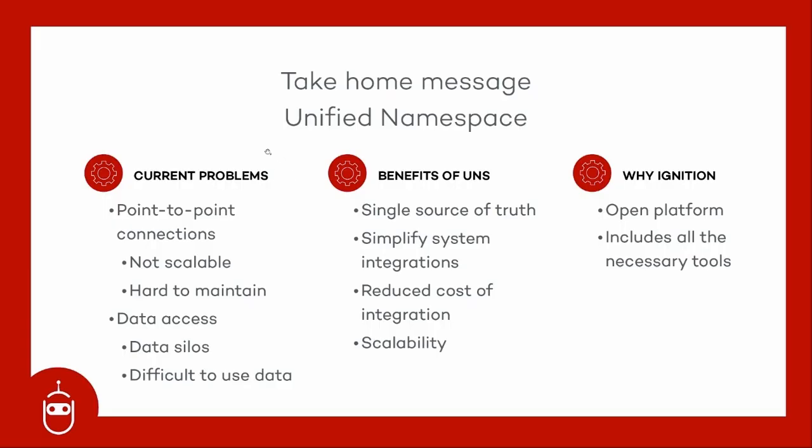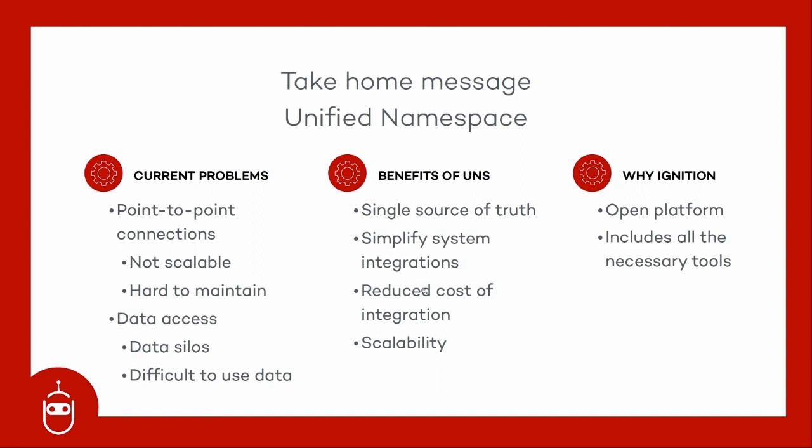In the beginning, we talked about the current problems we have, these point-to-point connections. It's not scalable because of all these extra explicit connections. It's hard to maintain because we need to have these highly specialized protocols, and a lot of work needs to be done for each of the signals that goes through the automation stack. Then we have the issue with the access to data and the data silos and how we can actually use that data to do something useful. So all these different problems we have in the old way, as we described it.